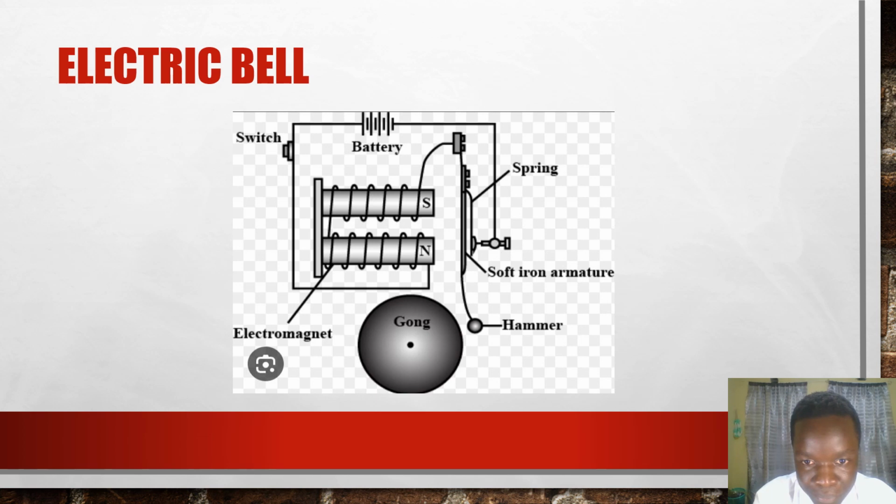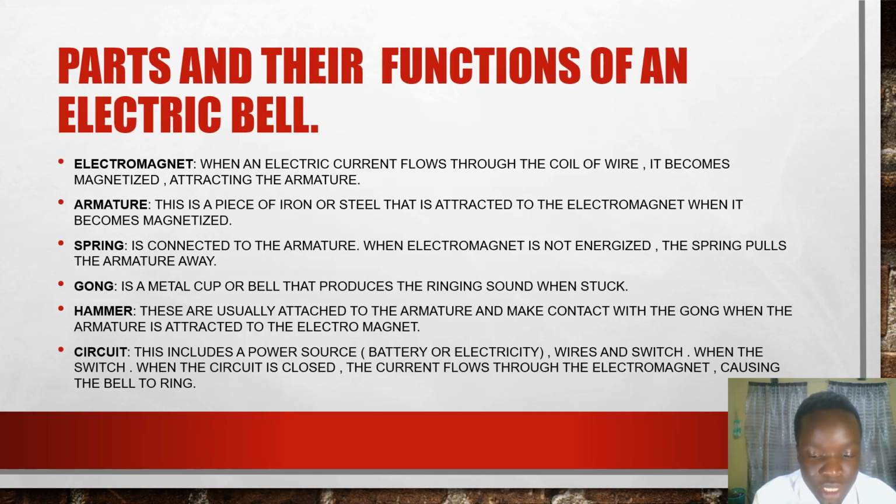This is a spring. This is a soft iron armature, a gong, and a hammer. I'm going to explain the parts and the function of each part of the electric bell. The first one is the electromagnet. When the electric current flows through the coil of wire, it becomes magnetized, attracting the armature. The armature is made of a magnetic material.